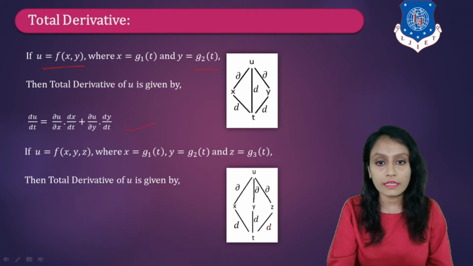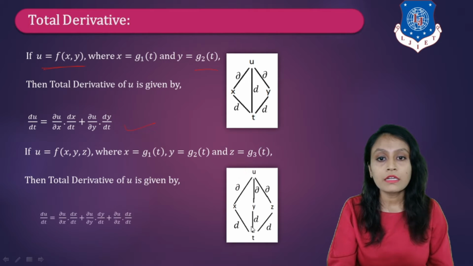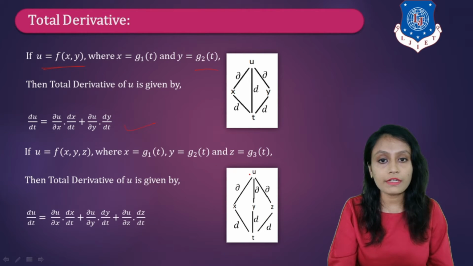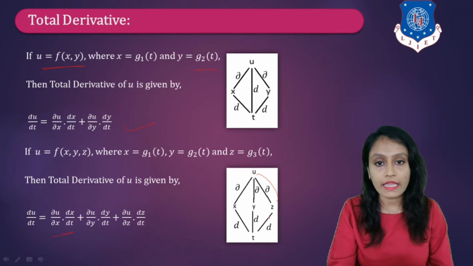Now here we have more than one variable, so we will write del, and here we have a single variable, so we will write d. Now in order to find du by dt, what we will write? Del u by del x into dx by dt. This is the first portion. Plus del u by del y into dy by dt, plus del u by del z and dz by dt. So in this way you will write the formula using this diagram.